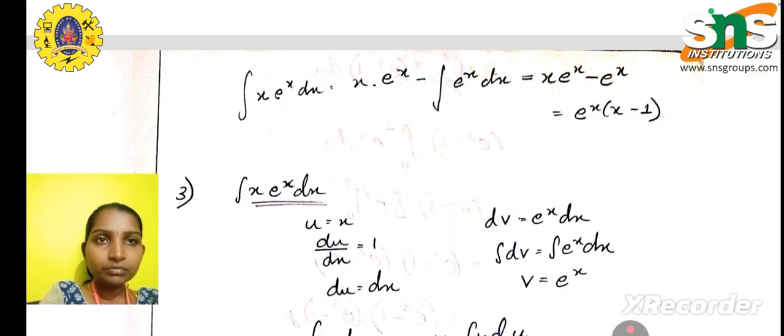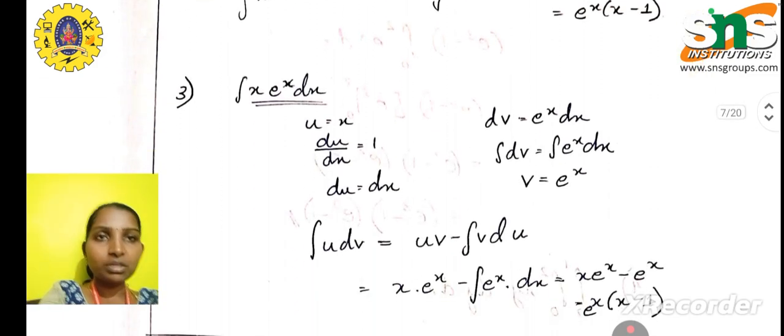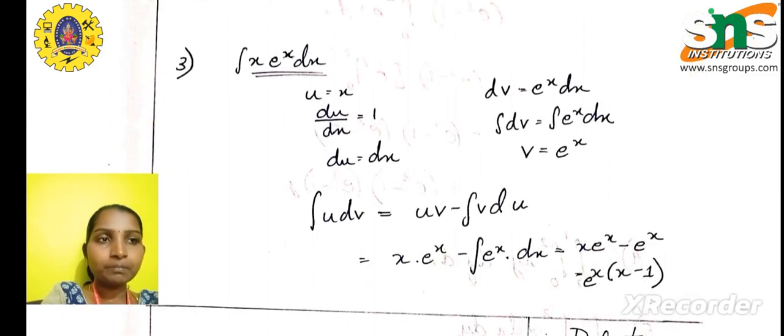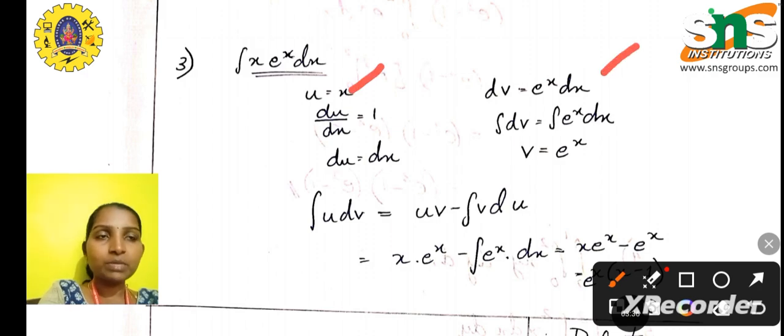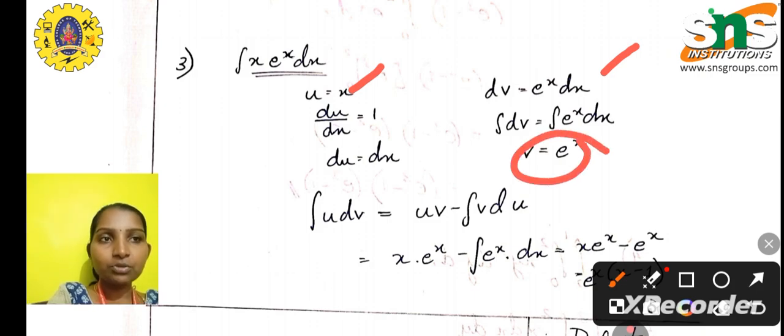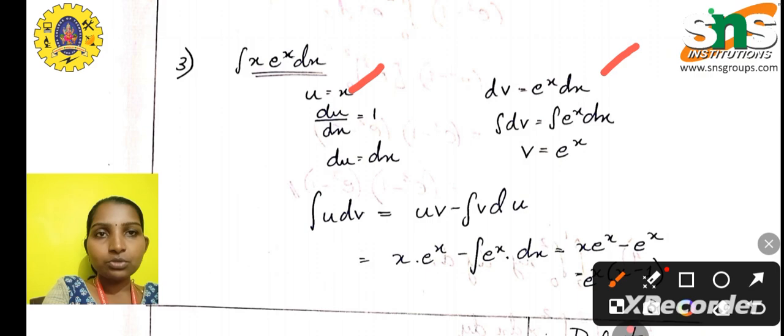Now, what is our integral? Integral x into e power x dx. We have just taken u to be x, and dv to be e power x dx. What are the things you need? You are in need of u, v, and du, for integral v du. You have got u and you are about to find v. So what is u? U is x.